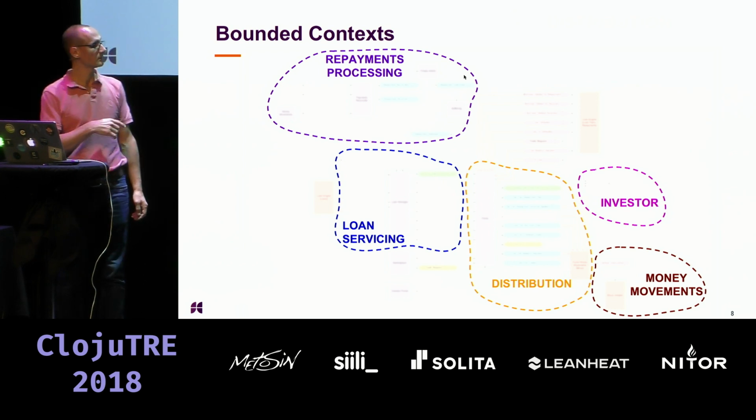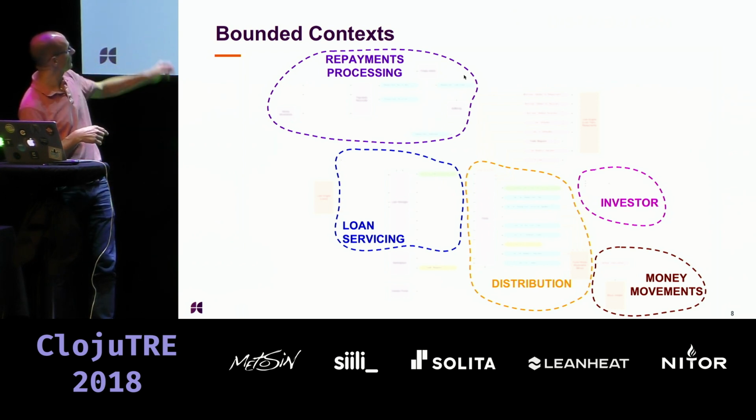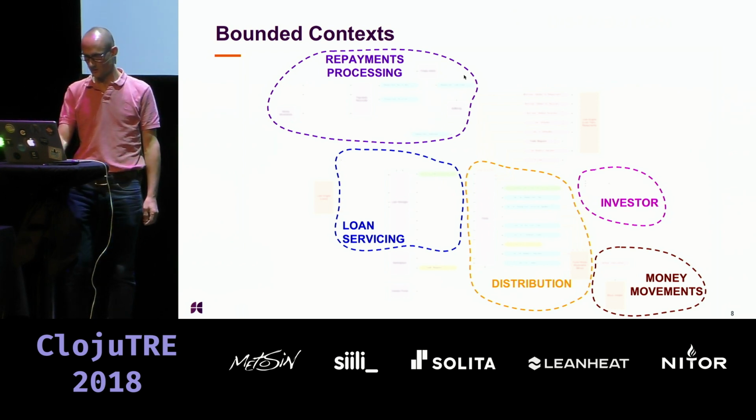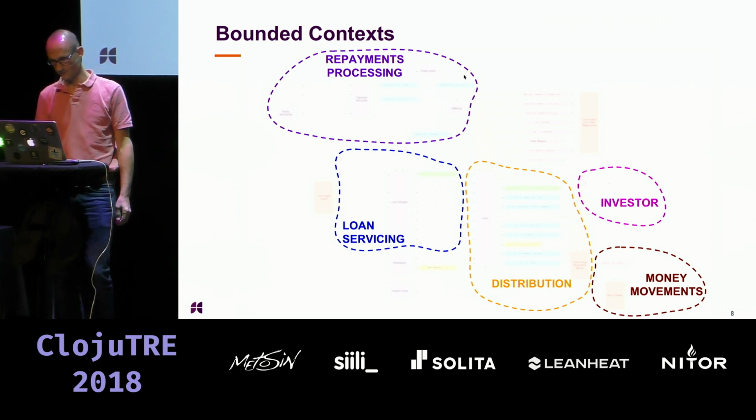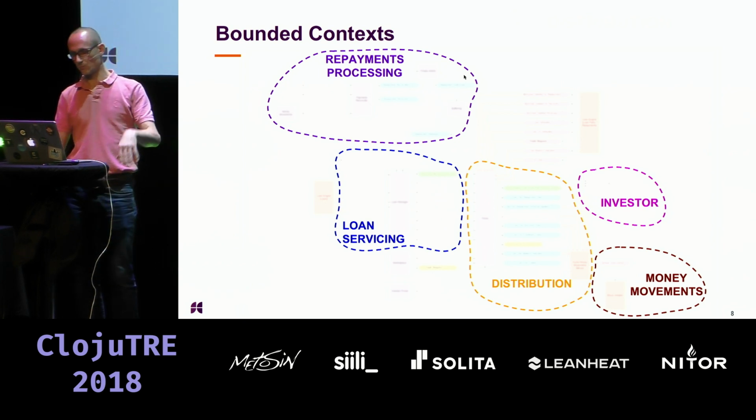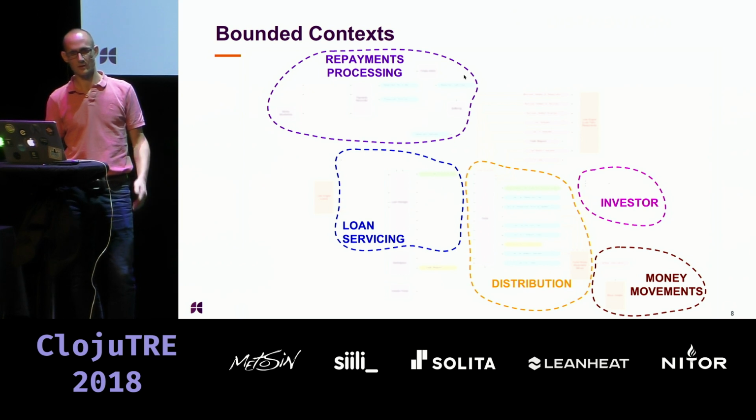To give you a sense of the size, the loan servicing, which is the one on which I've been working, is approximately 1,600 lines of Clojure code for the production code. And there is more testing code than production code. And out of those 1,600 lines of code, approximately 1,000 deal only with business logic.